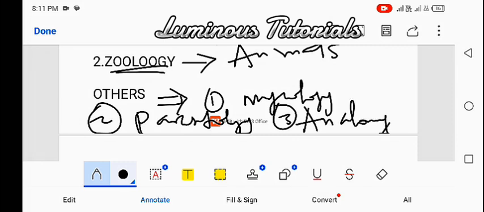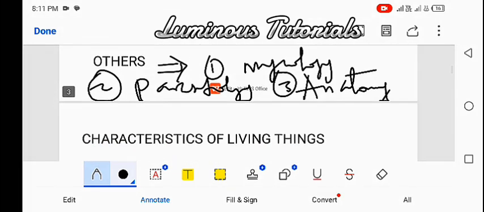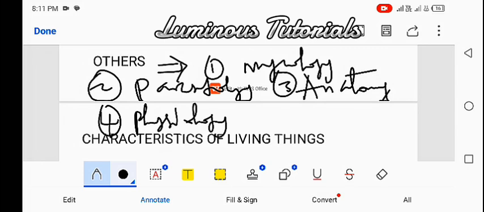Anatomy deals with the study of the structure of living organisms. We have physiology, and physiology has to do with the study of the function of living organisms. Does it make sense? Okay. Have you understood that?